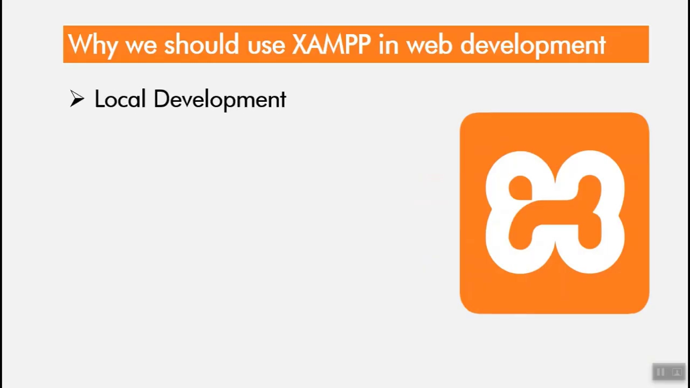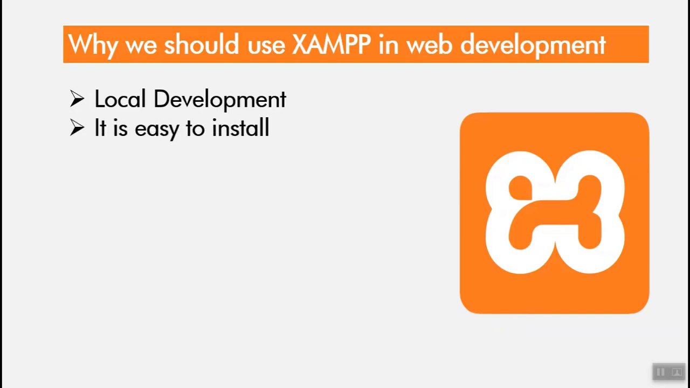The first reason why we need to use XAMPP on our local machine is because it enables us to develop websites locally. That means you don't need to host your website on a live server. You can do the debugging, the testing, and the development on your local computer before hosting it on a live server.